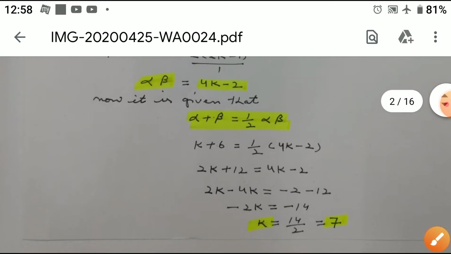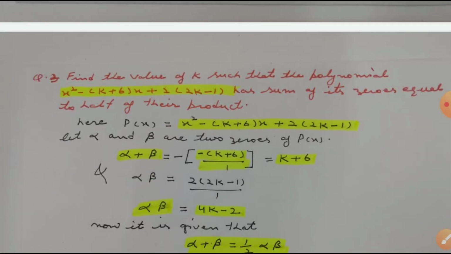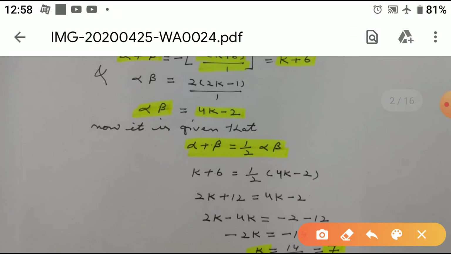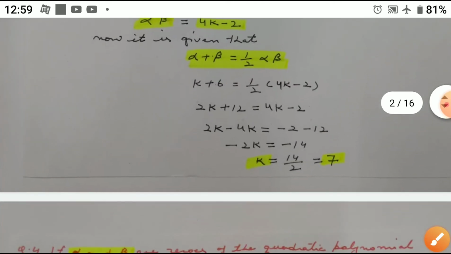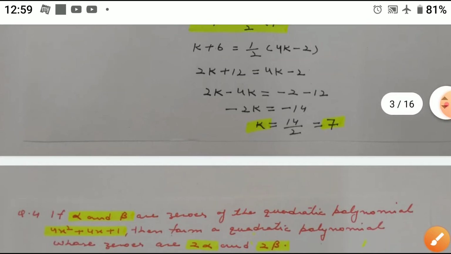The question is clear, right? The question is find the value of k such that the polynomial has sum of zeros equal to half of their product. So this is the condition, and initially alpha plus beta का value find किया, then alpha beta value, and then put the value in this given condition, and the value of k comes 7, right? Now come to question number 4.